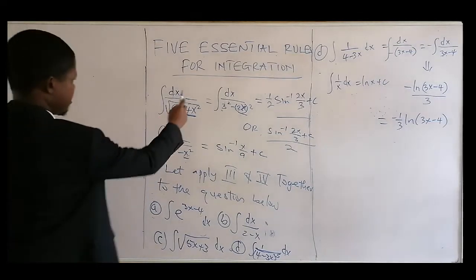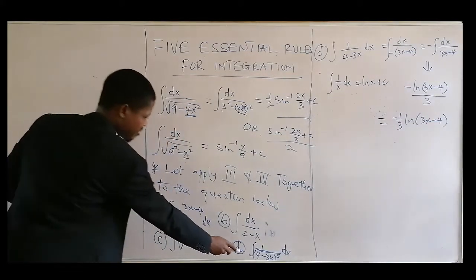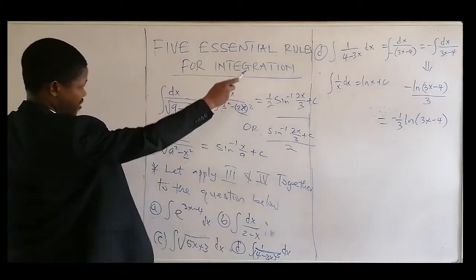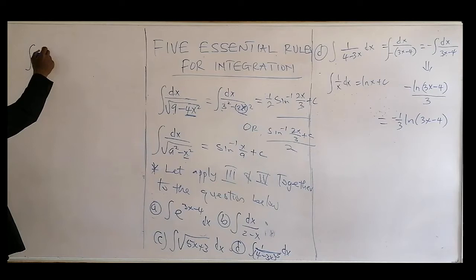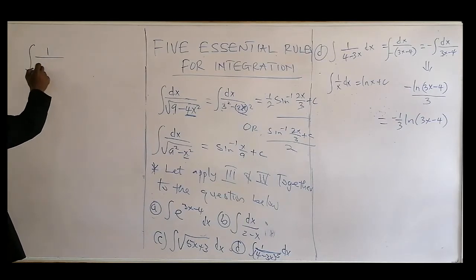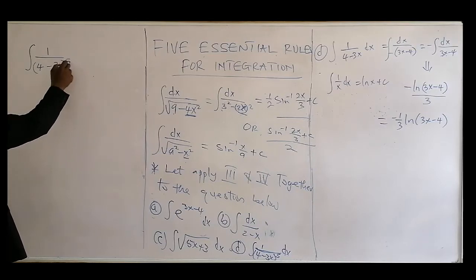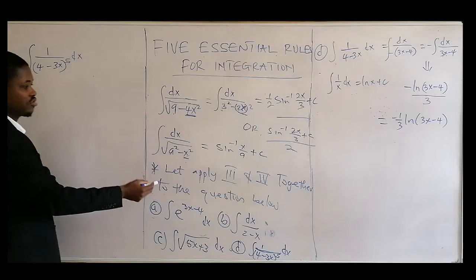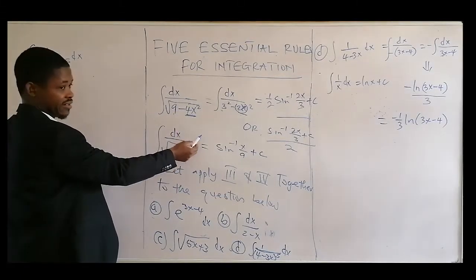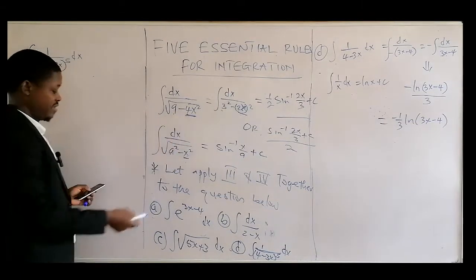Yeah, in the last video, we skipped this one. Probably will change the form of the questions. So we want to look at this one: the integral of 1 over (4 minus 3x) to the power 5, dx. So this video is a continuation of the previous video.